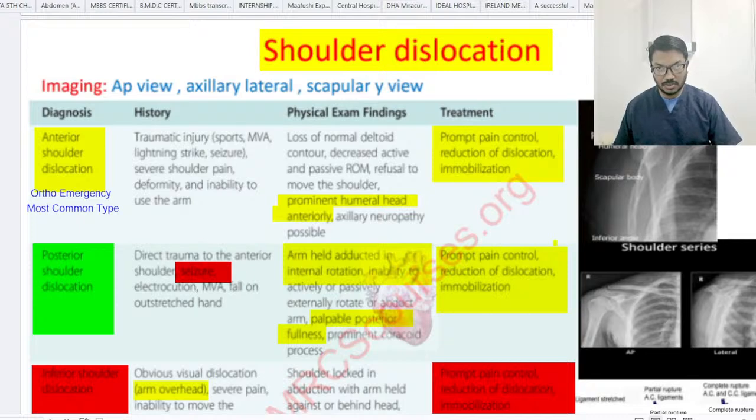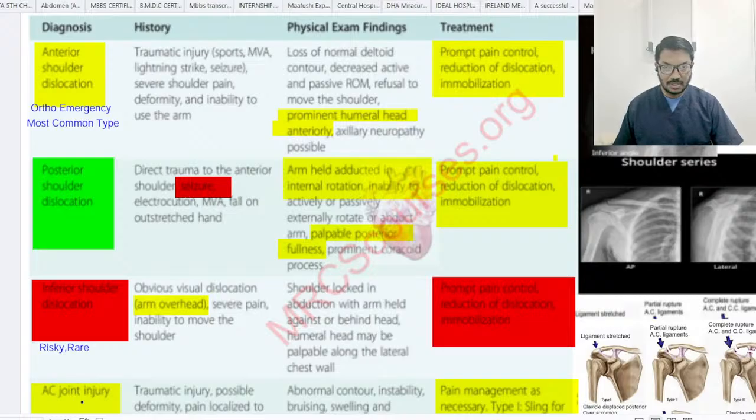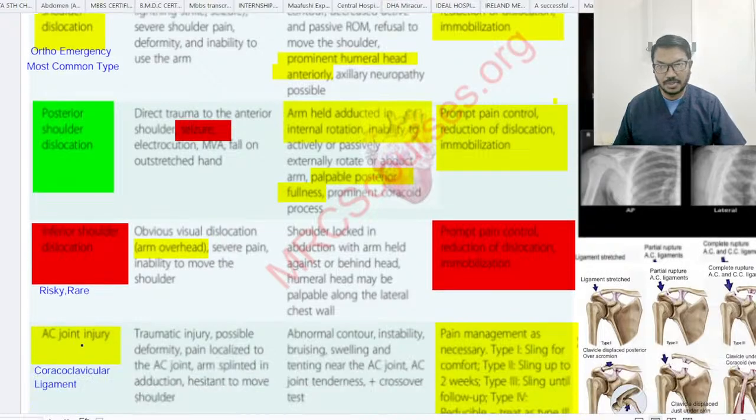Posterior shoulder dislocation happens due to seizure. This is an exam question: in seizure, which type of shoulder dislocation happens? Posterior shoulder dislocation. And how will you know? The arm is held adducted in internal rotation, like this, with inability to actively or passively externally rotate. There is palpable posterior fullness. Treatment is pain control, reduction of the dislocation, and immobilization.